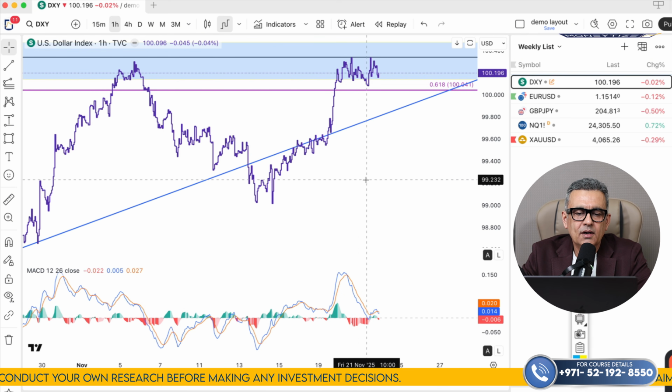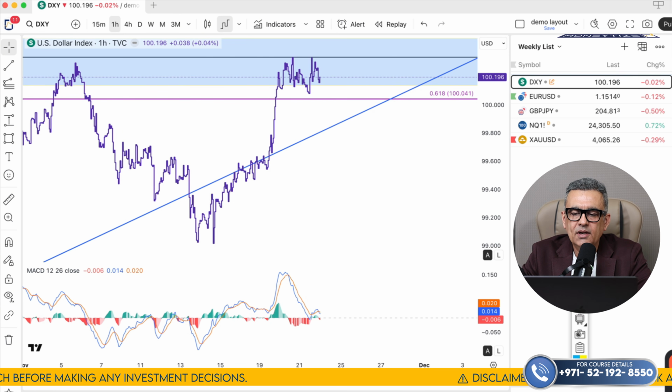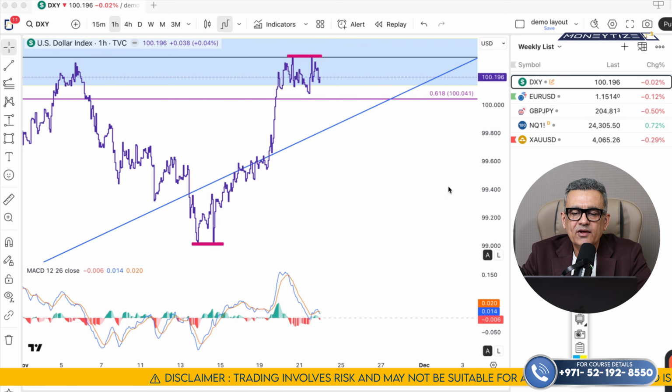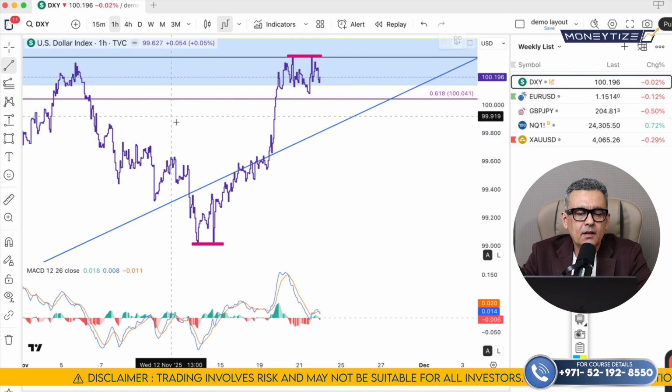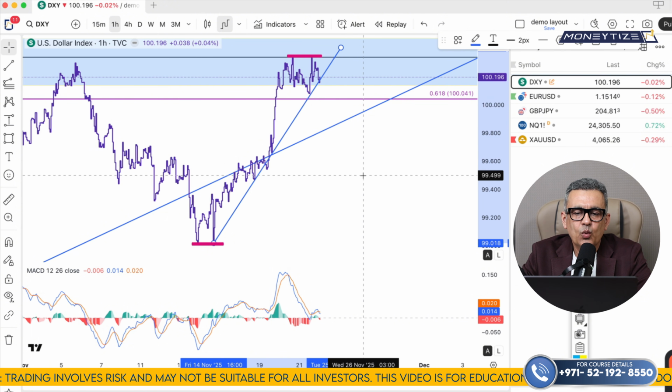Now I'm switching to the 1-hourly chart. On the 1-hourly chart, I'll be using the current leg only. So I will pick my trend line from this double bottom area. And based on the double top, I'll be marking a new rising trend line here. So this is the new rising 1-hourly trend line.